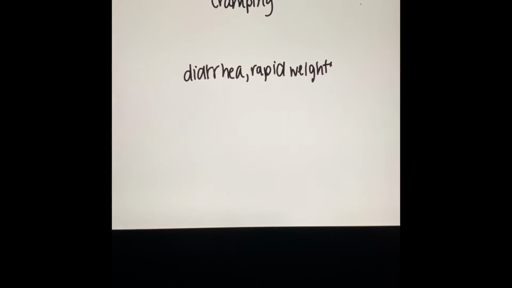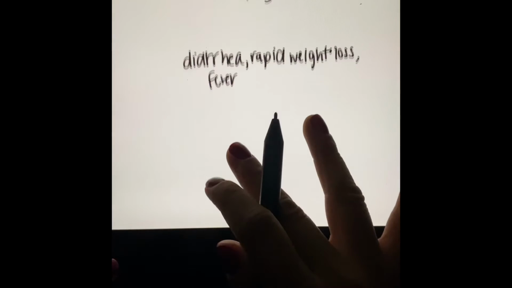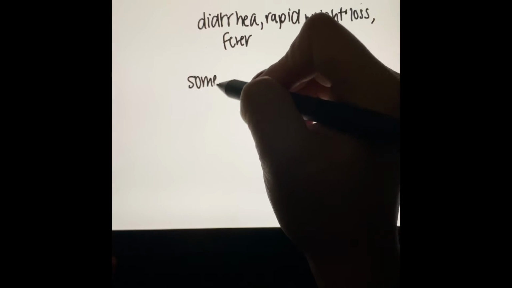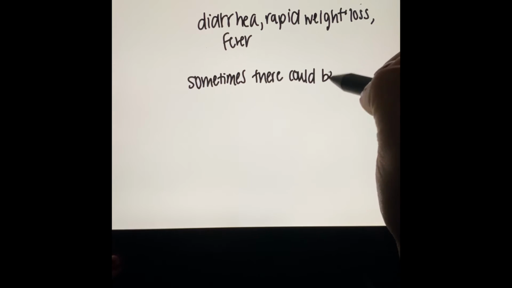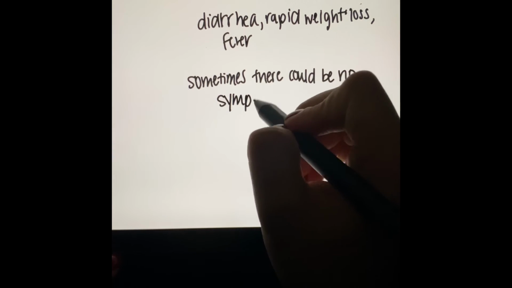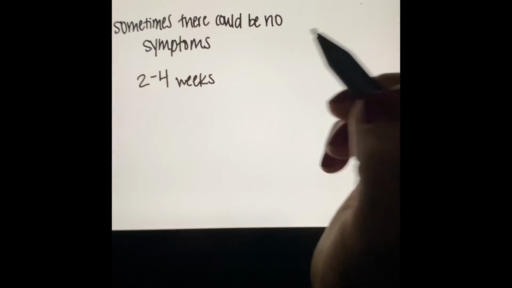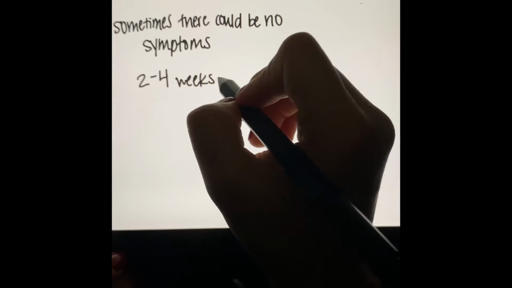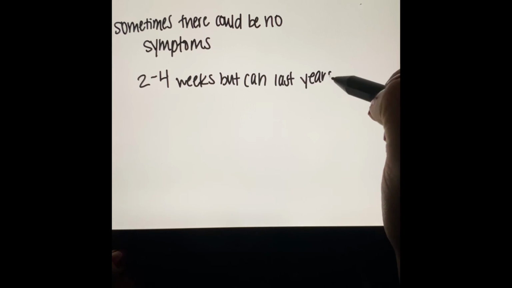Now, for those who do have symptoms, it consists of cramping, diarrhea, bloody diarrhea, stomach pain, severe abdominal cramping. Unfortunately, it did get cropped out here, but that's what I had written. Sometimes, as I already mentioned, there could be no symptoms. The incubation period is 2 to 4 weeks, but can last years.